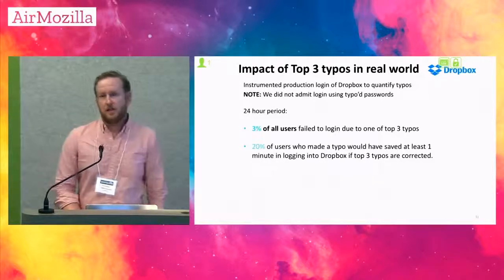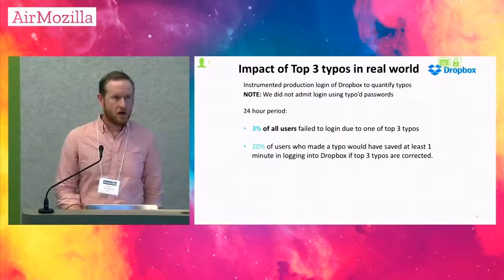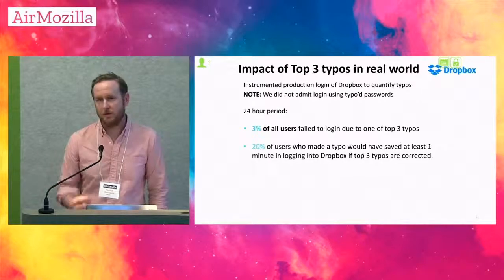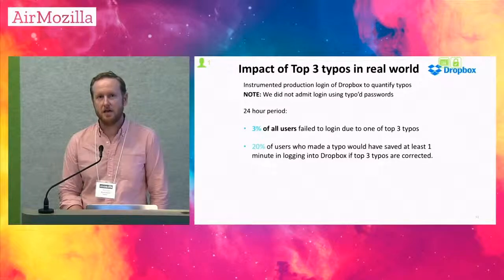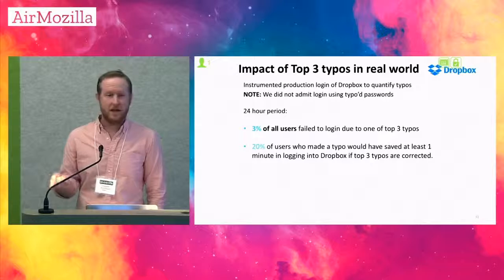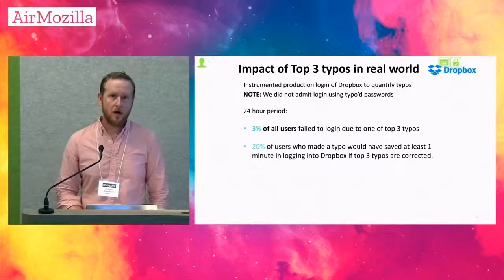Like in a 24-hour run where we gathered this data, about 3% of all of the people who tried to log in failed because of just the most popular top 3 typos, like the ones I showed on the previous slide, these type of capitalization errors. And by failed to log in, I mean they came, they tried to log in, they had that typo, they left, and didn't log in again in that 24-hour period.